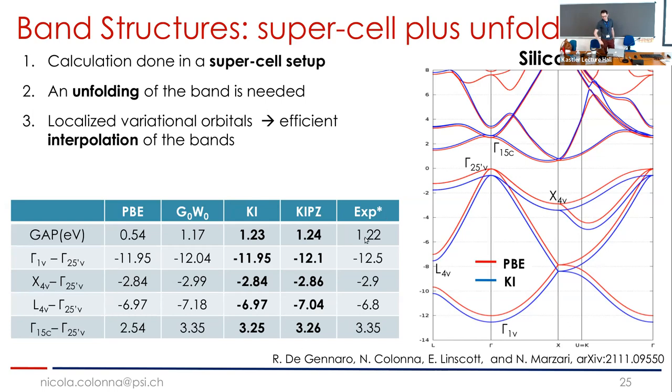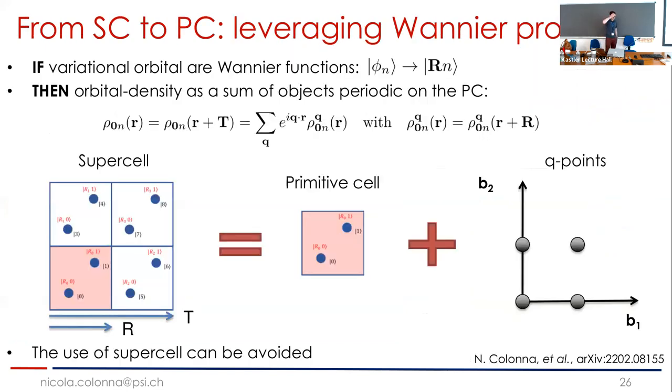Again, here the agreement with the experiment is extremely good. And now we can also have the complete band structure of the material. And the last step, and this is where the connection with Wannier90 is even more important, is the question: if we have translational symmetry, can't we just exploit it from the beginning and directly work in a primitive cell? And the answer again is yes.